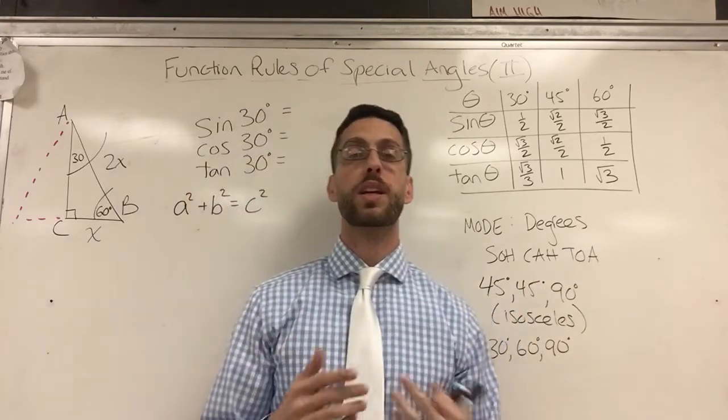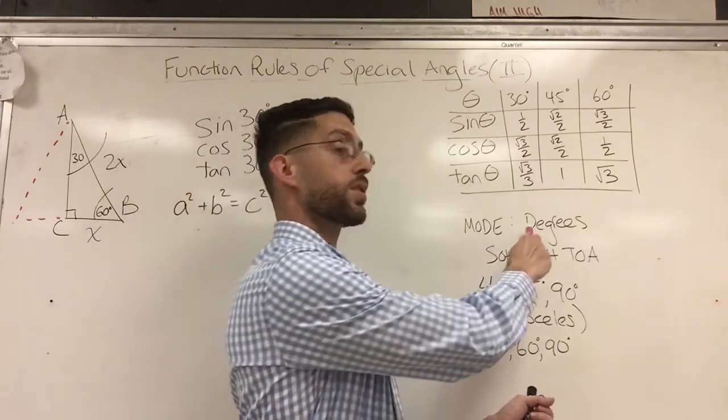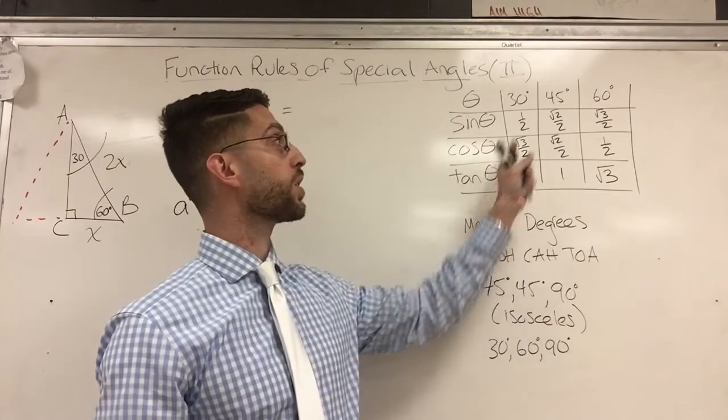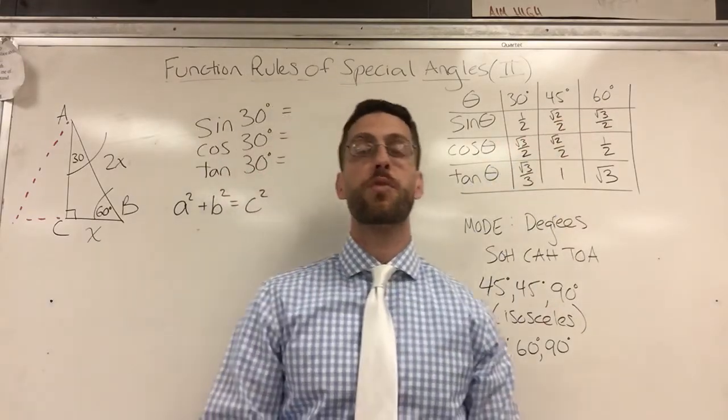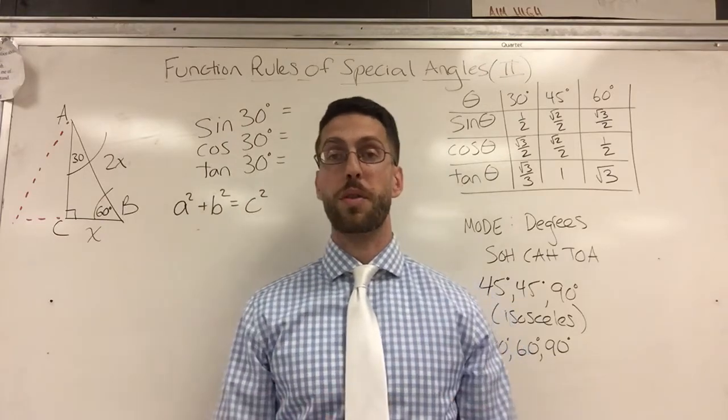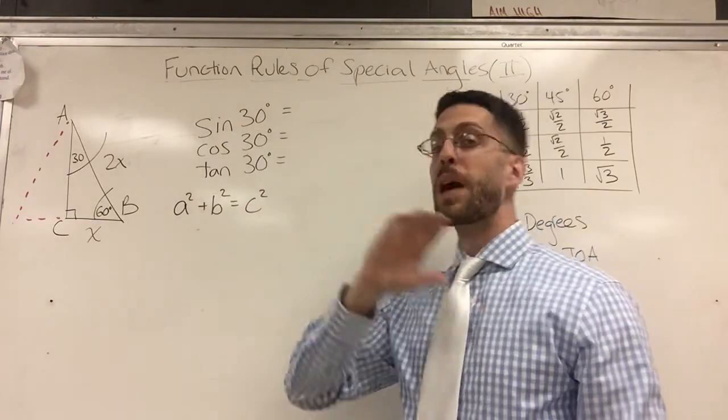Also, if you're checking my work in the calculator, make sure the mode is in degrees. Whenever I put numbers here, 30, 45, and 60, I'm talking about degrees. There is, of course, a mode where you can change it to radians or other things. But that was the isosceles.